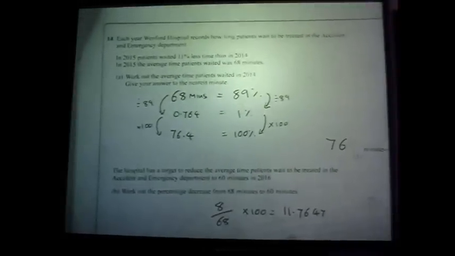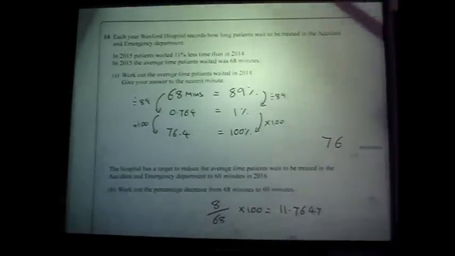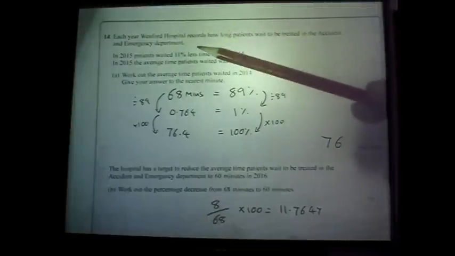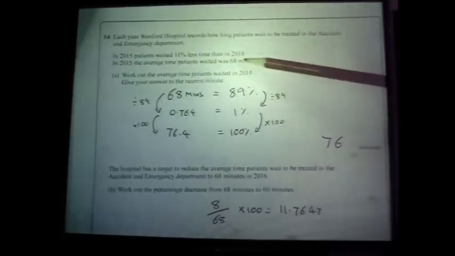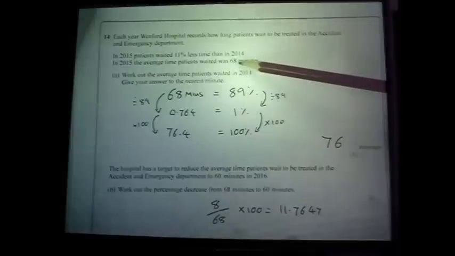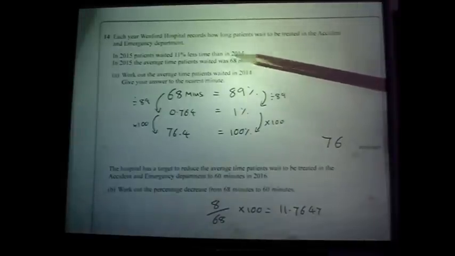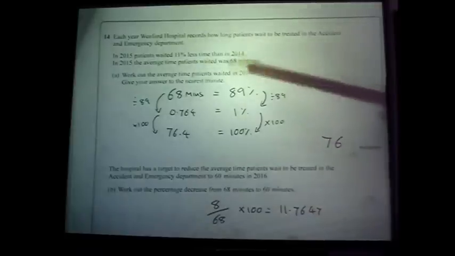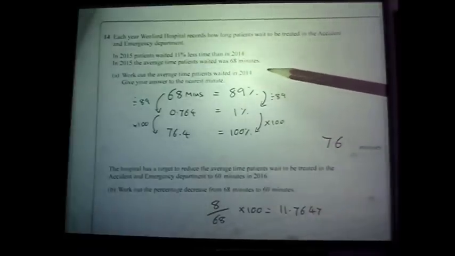Question 14. Reverse percentages. Lots of mistakes here. Each year, Wenford Hospital records how long patients wait to be treated in the accident and emergency department. In 2015, patients waited 11% less time than in 2014. In 2015, the average time patients waited was 68 minutes. So what this means is you need to find the number where you take off 11% and you get 68. What everyone always does is they do 68 add 11%, but it doesn't work like that. You've got to find the number you take 11% off.